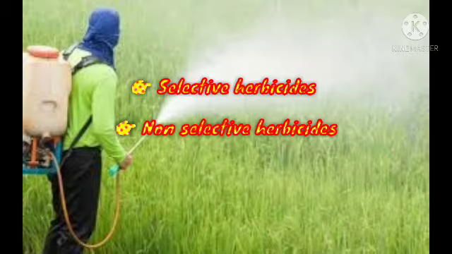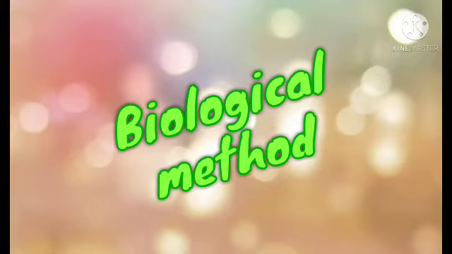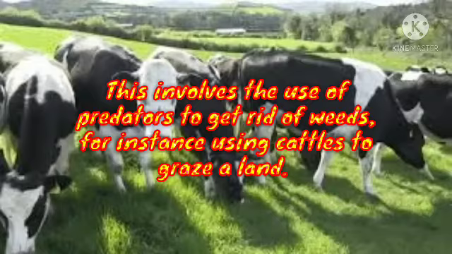Next, we are going to look at the second method, which is the biological method. This involves the use of predators or animals to get rid of weeds. For instance, using cattle to graze the land. That is an example. You can bring cattle to your farmland, and they will eat up the grasses. That process of eating up the grasses is known as the biological method.